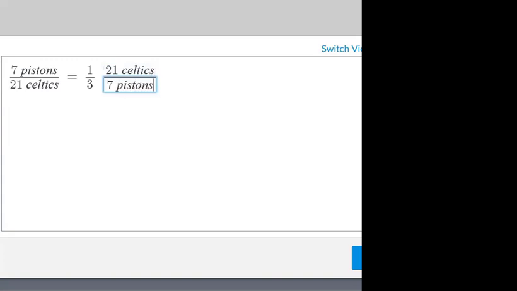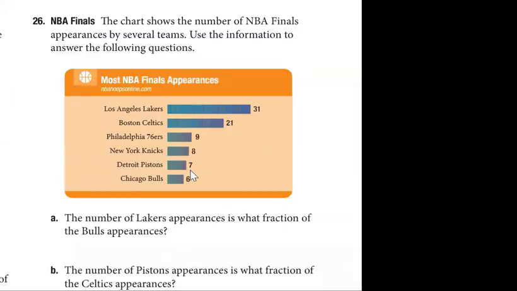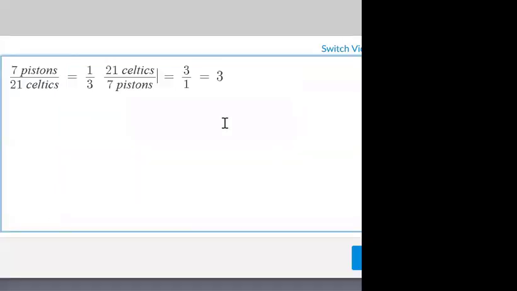Now, simplify this fraction. It becomes 3 over 1, or just 3. Celtics appearances as a fraction of Pistons is 3 over 1, because they've had 3 times the amount of appearances. But Pistons as a fraction of Celtics is 1/3. So you would say in English, the Pistons have had 1/3 the appearances of the Celtics, but the Celtics have had 3 times the appearances of the Pistons.